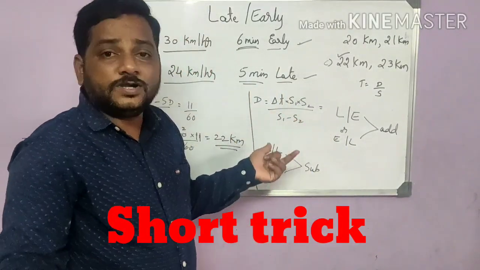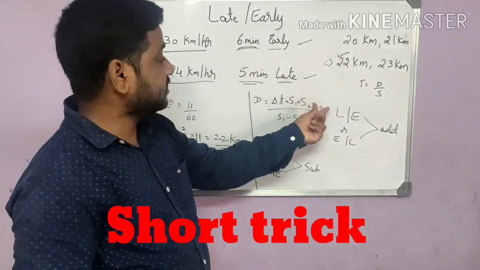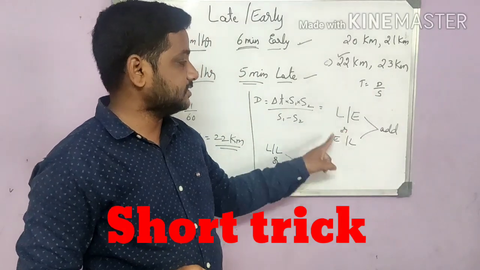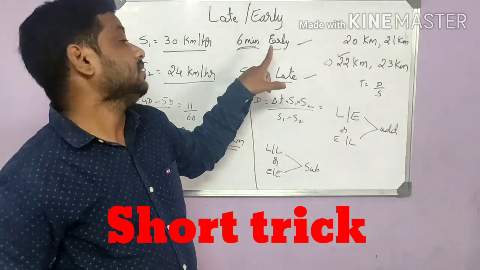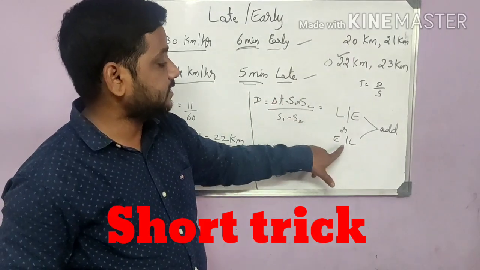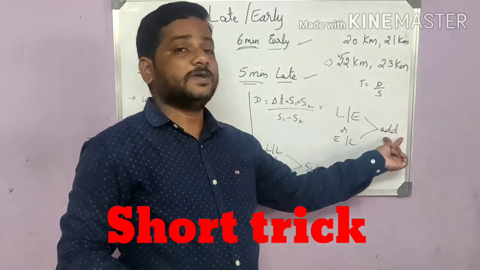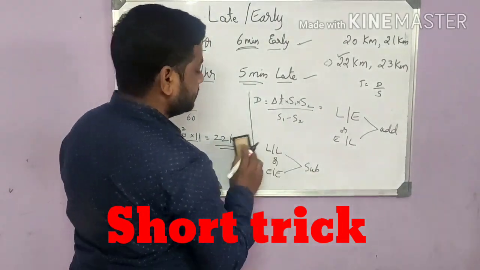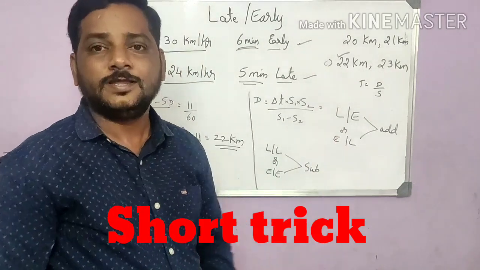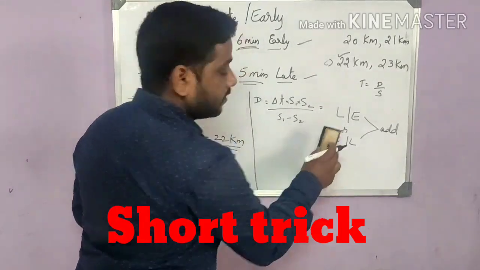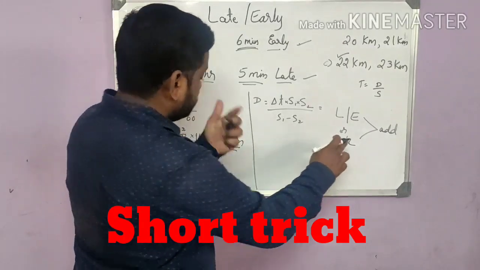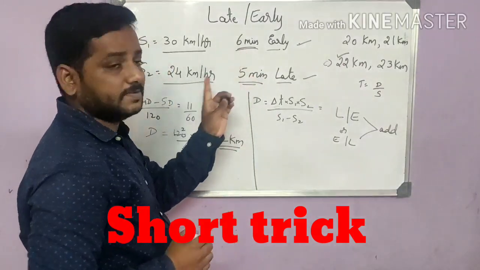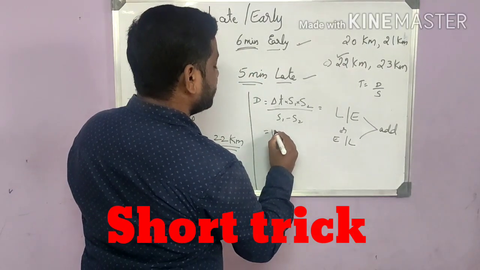So then no need of writing the time chart and all those things. By just looking into this condition, you can add it or you can subtract it. Now according to this question, in one statement it is early, in another statement we are getting late. So if early and late, then the time has to be added. Remember this, this is most important. In next questions we will use this and solve the problem. So the time, delta t, we can obtain by adding these two, 6 minutes and 5 minutes. So delta t will become 11 minutes.